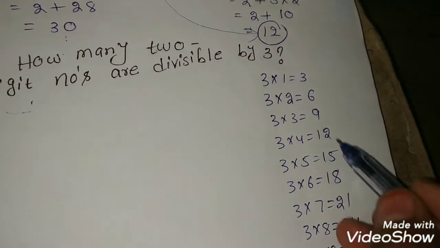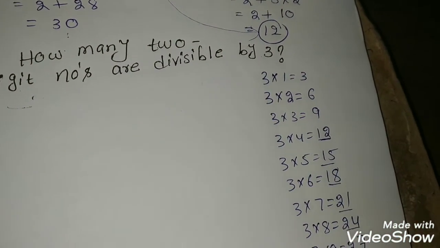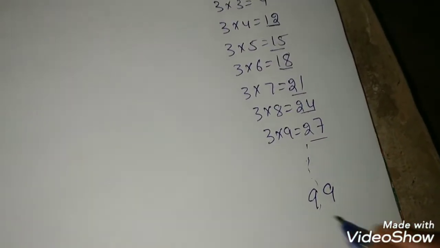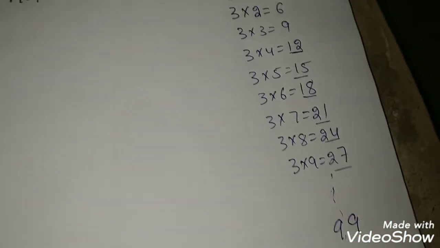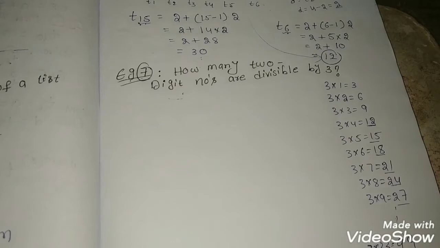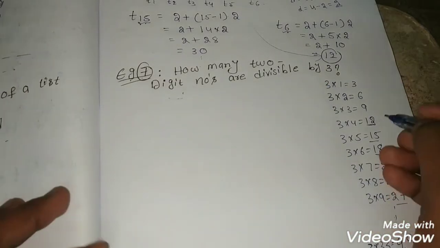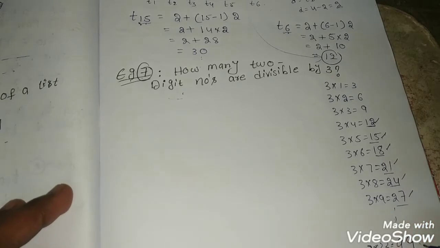What are the two-digit numbers here, from 12? 15, 18, 21, 24, 27, and so on up to 99. Are you understanding, guys? They ask how many two-digit numbers are divisible by 3. So starting from 12, 15, 18, 21, 24, 27 up to 99.